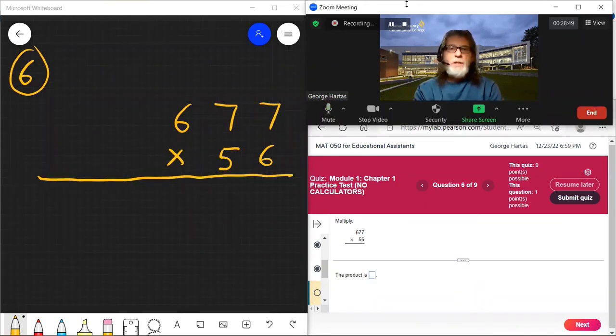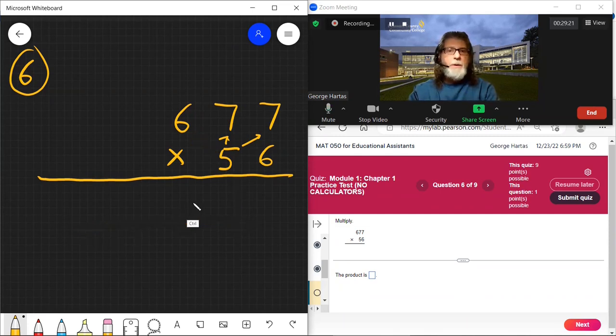Question 6, 677 times 56. The way we handle these multi-digit multiplication problems is that we start with the bottom right digit. So what we do is we say 6 times 7, and then 6 times 7, and then 6 times 6, and start our answer down here. After that, we say 5 times 7, and then 5 times 7, and then 5 times 6, and we write our answer below that.